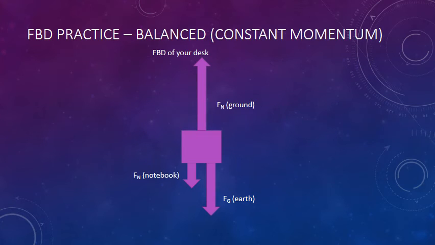Well, again, it's that normal force from the ground holding your desk up. And you'll notice that that upward normal force is bigger than gravity and bigger than the notebook. It's equal to the two of them added together. It has to be, because we have to have balanced forces if our object is going to continue moving at a constant momentum.